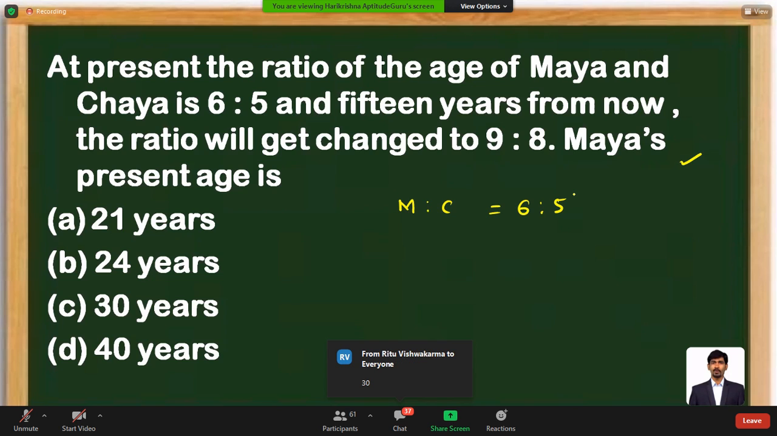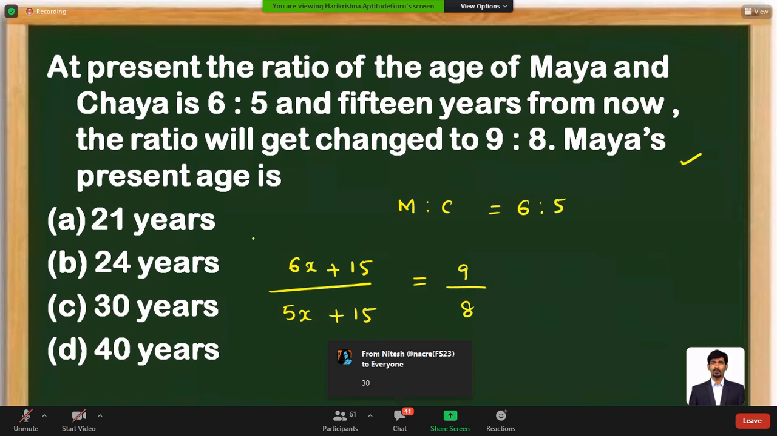What is Maya's age is the question. I'm just taking a general approach: 6x and 5x are the ages. 15 years from now means after 15 years, so to the present age I am just adding 15 years. The ratio changes to 9:8.